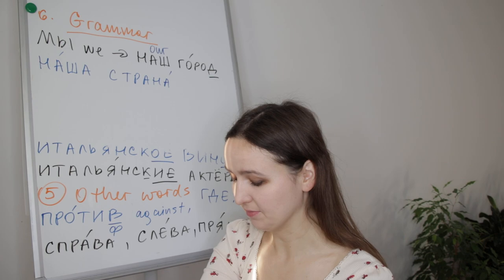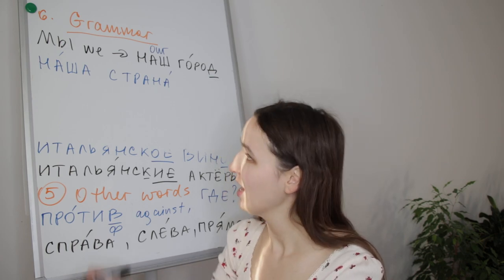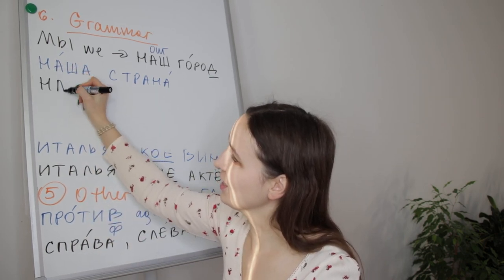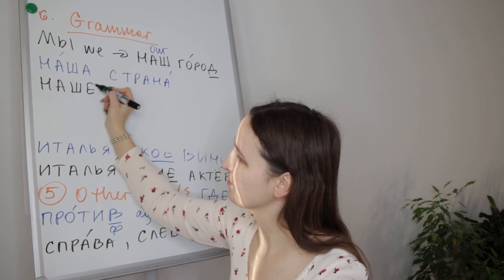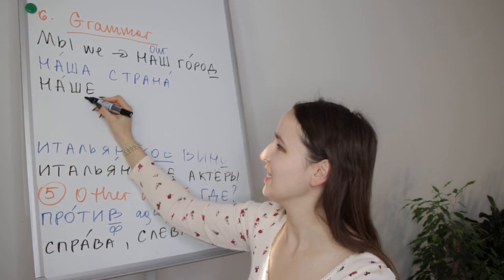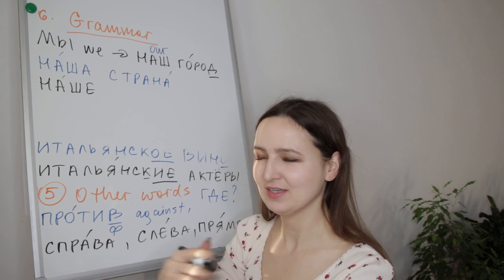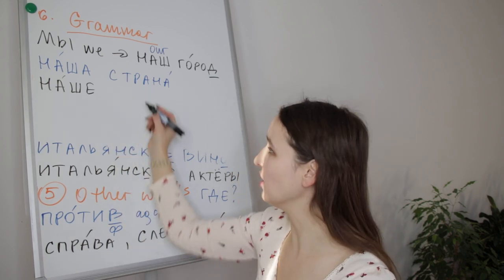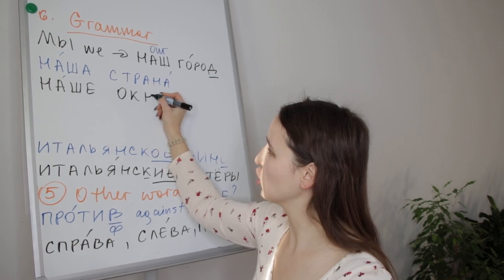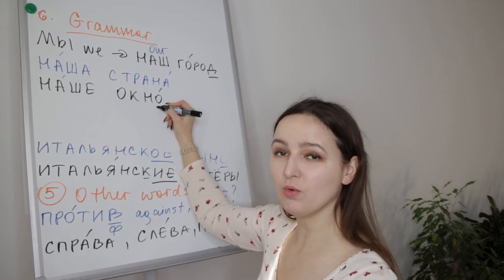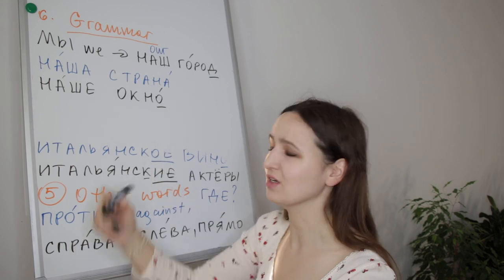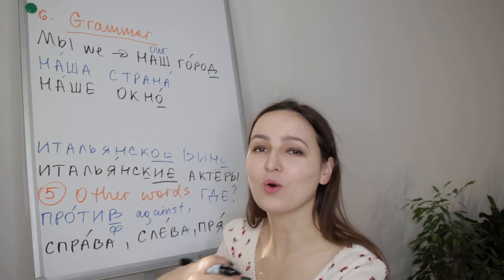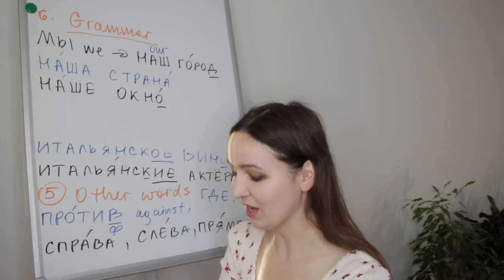Now, neuter is наше. This is neuter our. So it will be followed by a neuter noun. And let's say окно. Окно is window, ends in о, so it's neuter. Наше окно, our window. Наше окно.